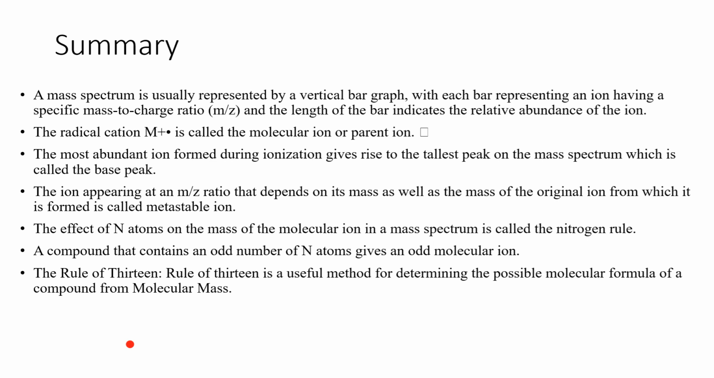So what we have studied so far, mass spectrum is a vertical bar graph, each bar representing fragments with m by e values, the mass to charge ratio, which is generally the mass of the ion, and each indicates the relative abundance. Abundance means what? The one which can stay there for a longer time. The radical cation M plus dot is formed after you bombard the molecule with an electron, which is called a molecular ion or parent ion, which gives you the molecular weight.